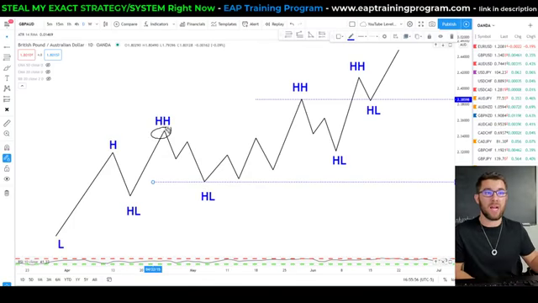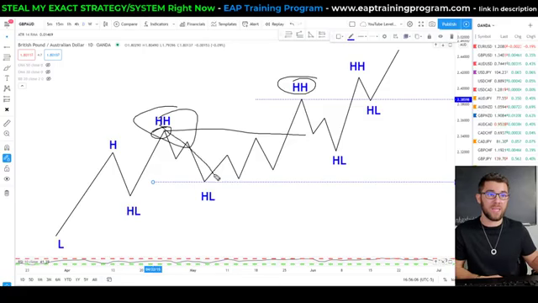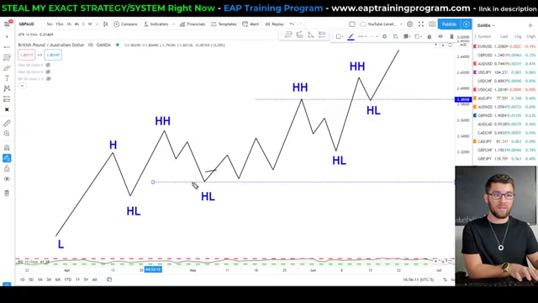So we have our higher high here. When that is broken into a new higher high, then we look left at the lowest point of the retracement from the previous higher high. This would be the retracement. Remember, all of this is the retracement. The lowest point of that is now our new higher low.